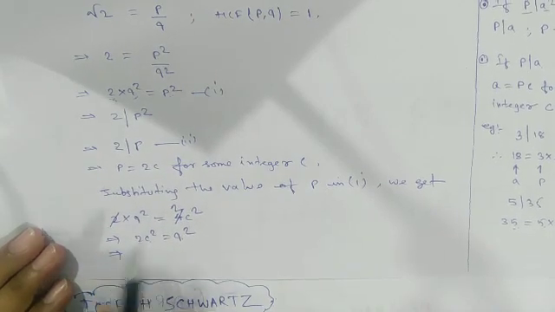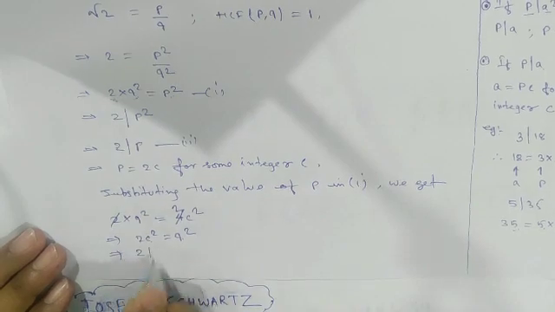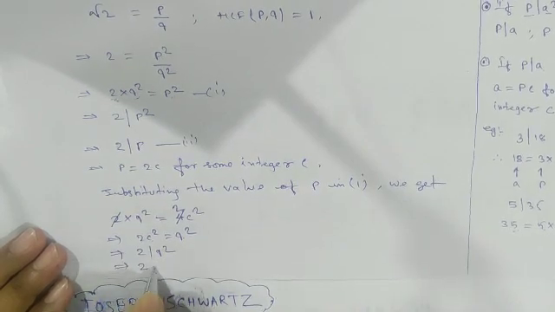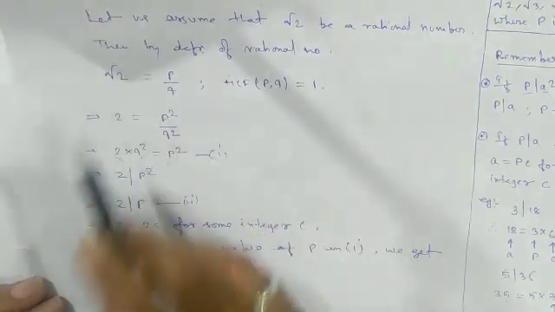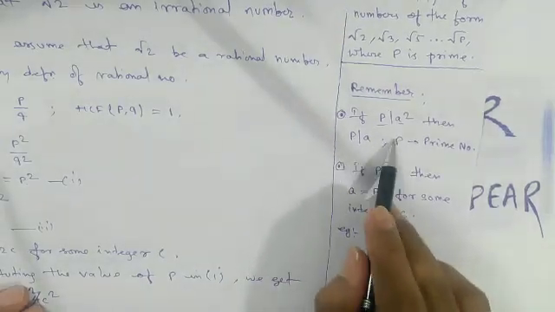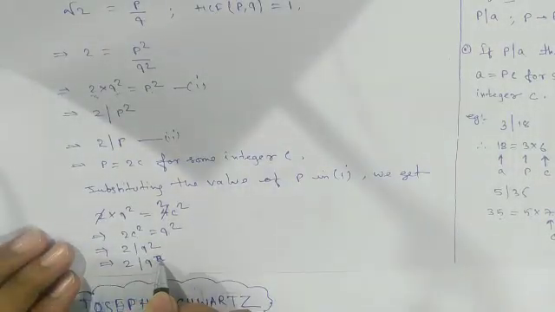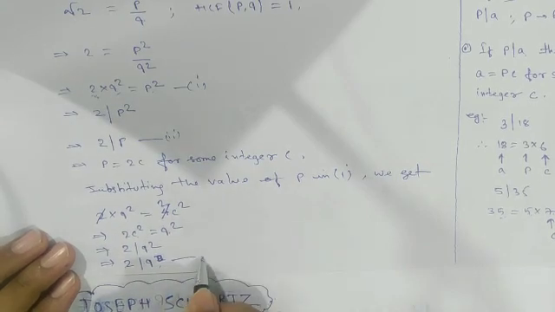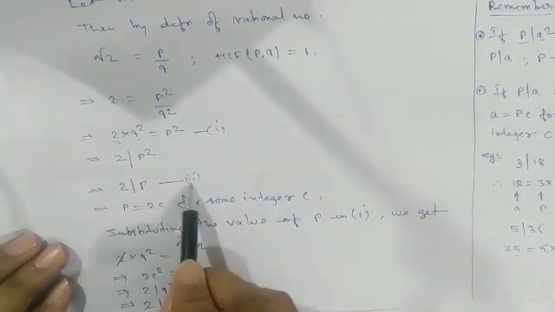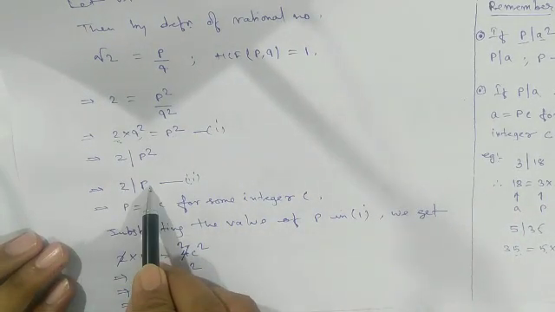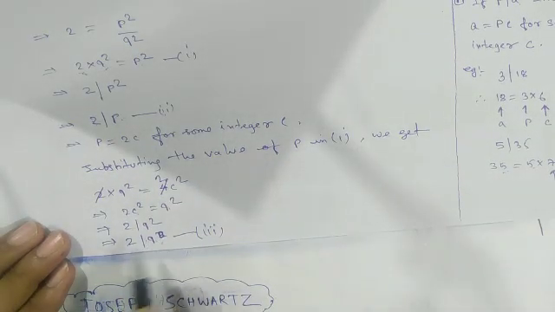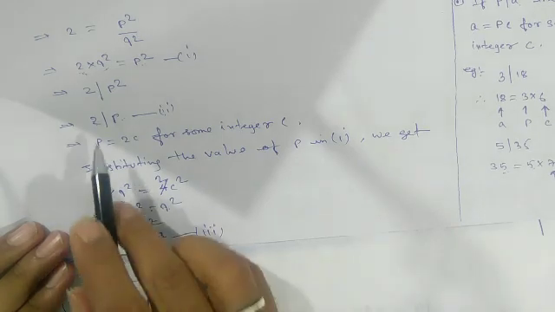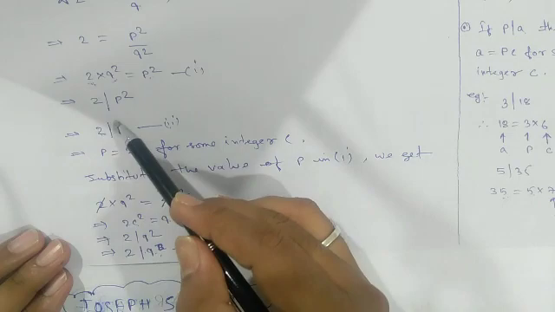Similarly, the next step we can write: 2 divides q square. This implies 2 divides q, because q is also an integer and 2 is a prime number. We are applying this theorem. This is number 3. In equation 2, 2 divides p, so 2 is a factor of p. 2 divides q, so 2 is a factor of q. So 2 is a common factor of p and q.